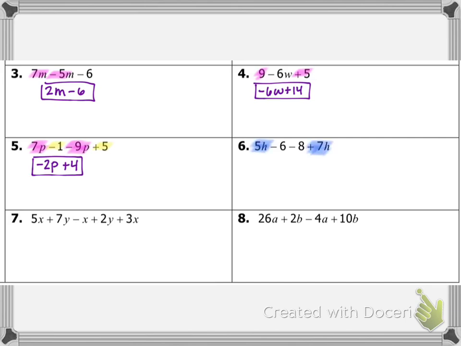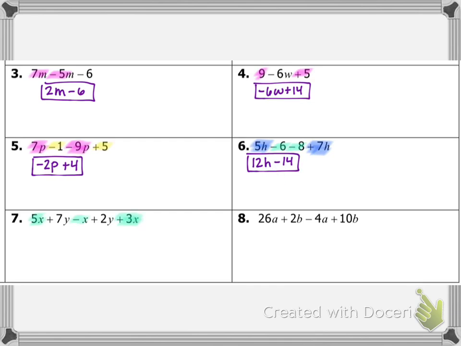Okay, number 6, we have 5h plus 7h. 5h plus 7h, so 5 plus 7 is 12h. And then we have a negative 6 minus 8. Remember we have two negatives like that, and we're combining. It's going to be a negative, and we add. So negative 14. So negative 6 minus 8 is negative 14.